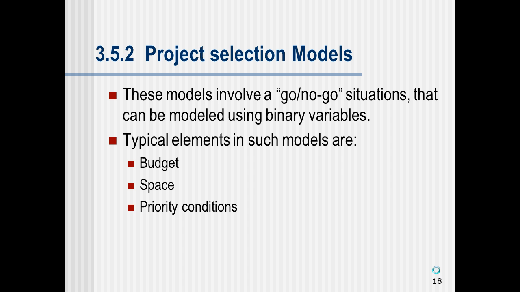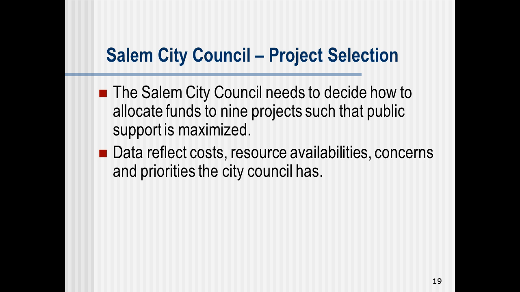I had a student do this, I think he worked for one of the energy companies. They have money that they use every year to do refurb of stations and things like that. He said it was a very political battle where the money went every year. Squeaky wheel got the oil. He took it and made it a project selection model using rational, logical factors. Not that they followed it blindly, but that was the basis for what projects they did that year. So this is a typical model for binary stuff. Typical elements of such models are budget, space, priority conditions.